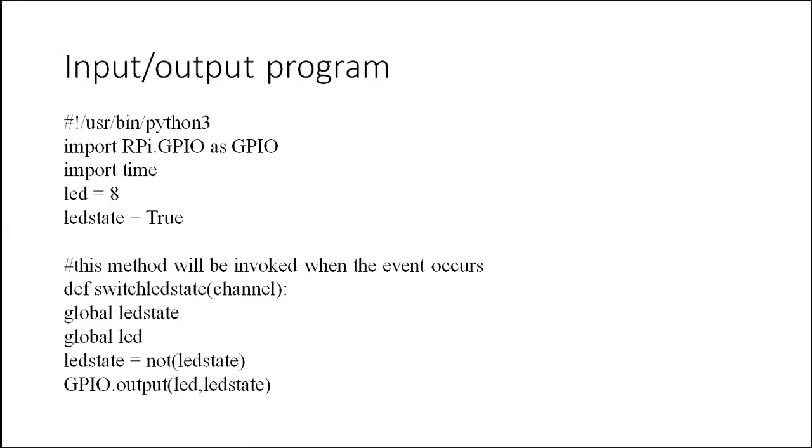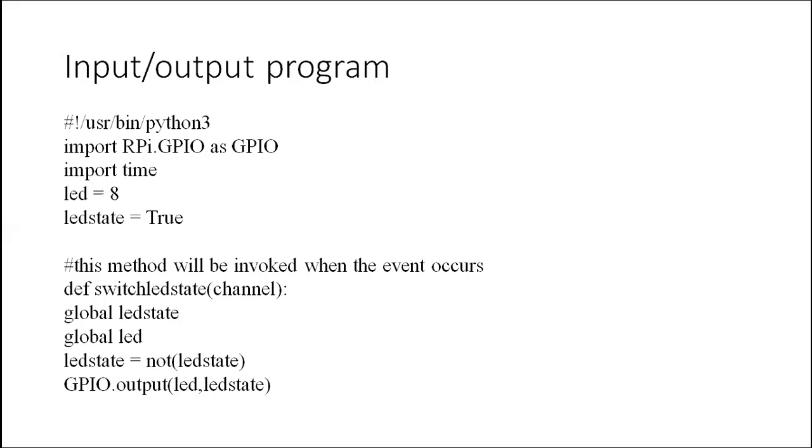Before that, we have seen the LED program where you make the LED toggle on and off. Now we have a program where both input and output work together. Here we have connected an LED to the 8th pin, and the LED state is initially set to True.